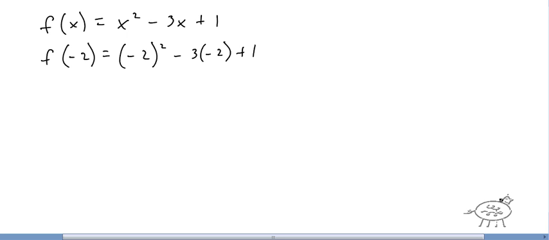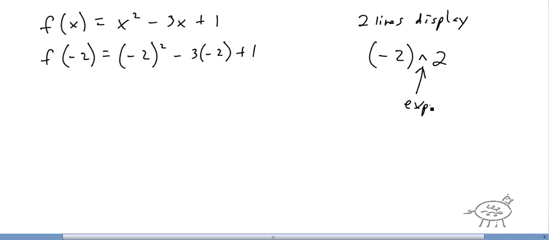Now be careful on most of the TI calculators, especially when you have 2 lines of display. So basically what you do is when you type something in, you actually see what you're typing in. You type a parenthesis, you see it. You type a negative 2, you type the little up arrow, and you hit the 2. Because remember, guys, this is your exponent. That's on some of the calculators.